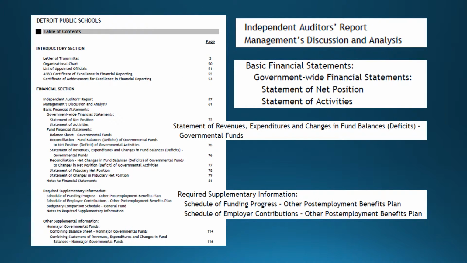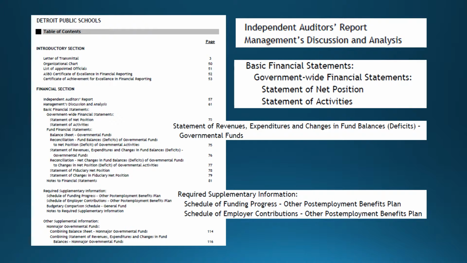A good place to start is the table of contents. Each report should contain an independent auditor's report that will give the auditor's analysis of the finances from its own independent audit, as well as a management discussion and analysis of the finances of the particular government agency you're looking at.